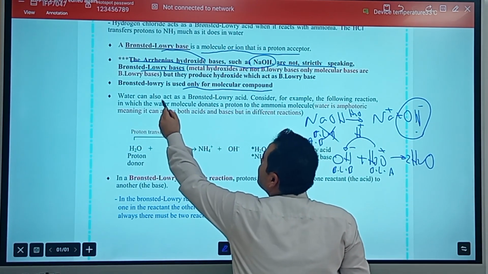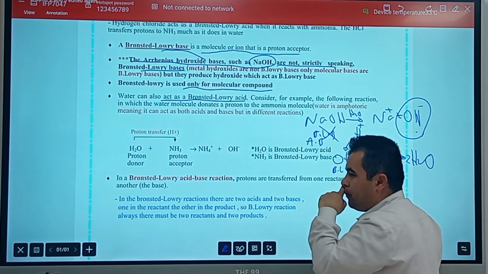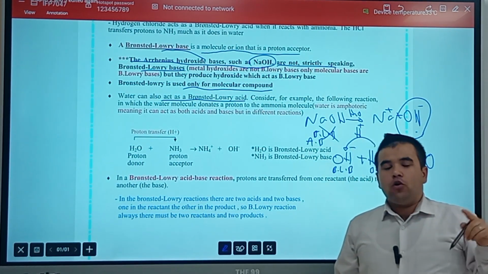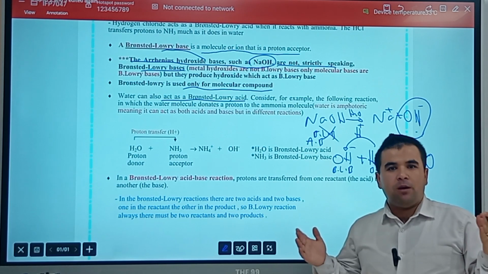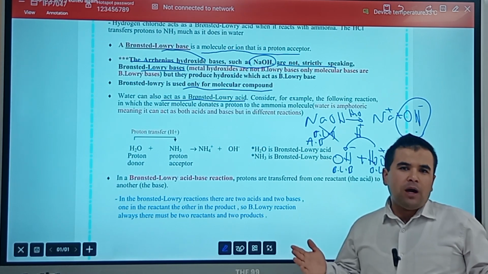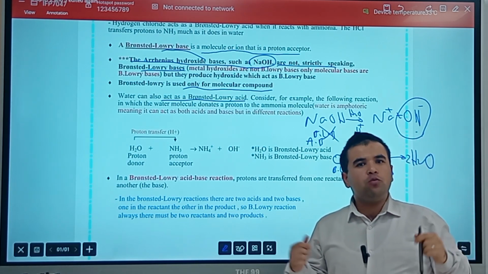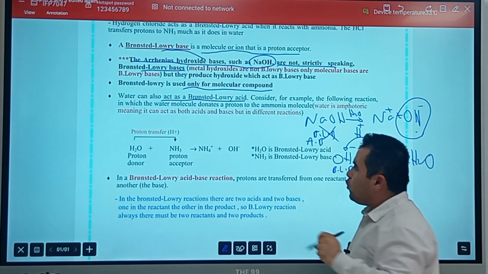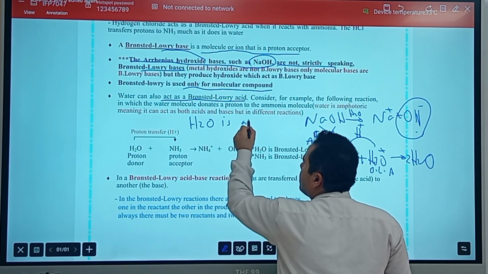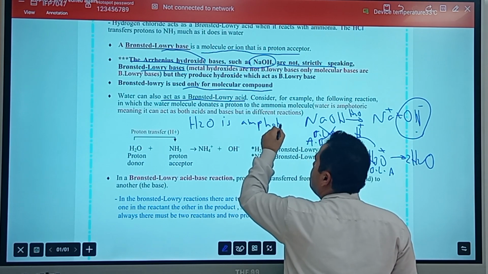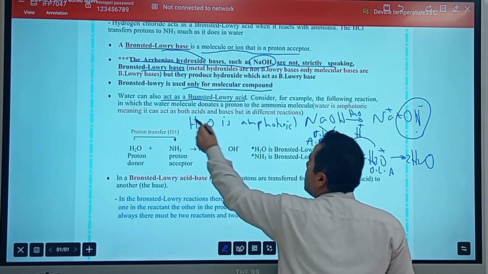Water can also act as a Bronsted-Lowry acid. We defined it according to the Arrhenius: water was just a solvent, a medium. It was neither acid nor base. But according to Bronsted-Lowry, H2O is amphoteric. We will be talking about amphoteric in the coming section.